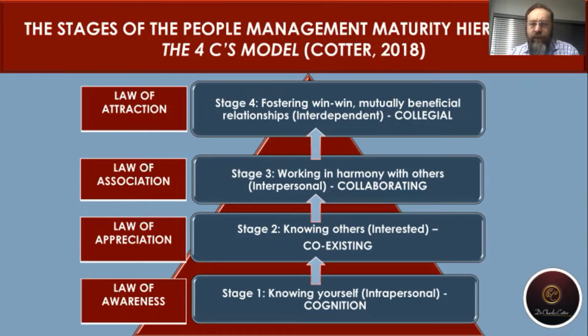You'll see that stage 1 is getting to know yourself. And this is very important. So this is almost like an interpersonal level. The first of the 4 C's that we're talking about is cognition. And the corresponding law, why I like this model, is as we go through each of the 4 levels, I try to associate it with a particular law. In this case, stage 1 correlates with the law of awareness. So this cognition, this awareness, interpersonal, getting to know yourself.